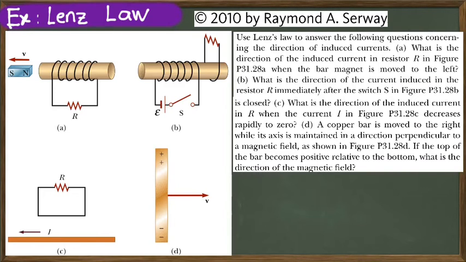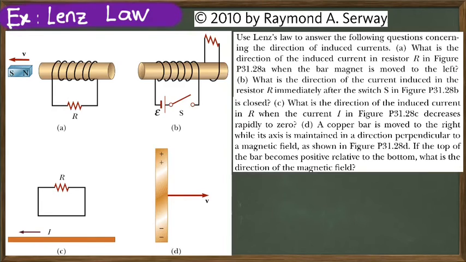Next question is, what is the direction of the current induced in the resistor R immediately after closing the switch S in part B, in this part? So you have two loops. One is this one, and the other is this one. If you close the switch, what happens? In which direction?